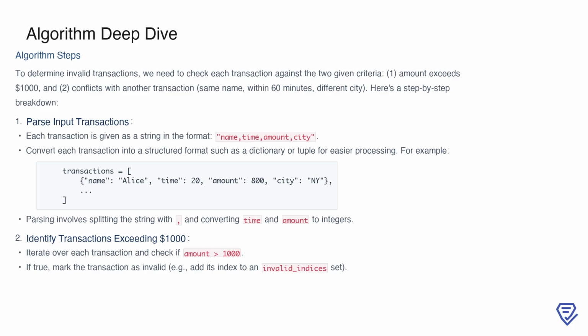Once parsed, we move on to the next step, identifying transactions where the amount exceeds $1,000. By iterating over the parsed transactions, we check if the amount field is greater than 1,000. If it is, we mark the transaction as invalid, typically by adding its index to a set called invalid_indices. This set will help us track all invalid transactions efficiently as we proceed to the next steps.